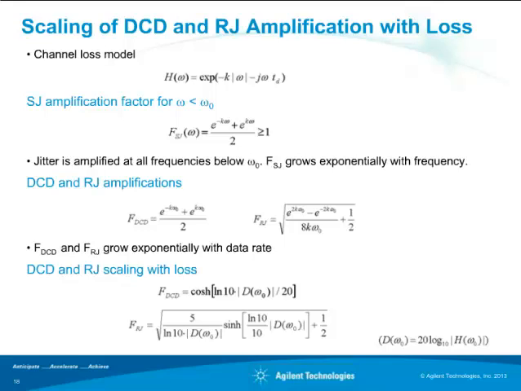We can use the loss model in DCD and RJ to get the factors shown in the middle of this slide. And again, the DCD and RJ amplification grows exponentially with data rate. We can go one step further to rewrite the DCD and RJ formula in terms of channel loss at the fundamental frequency, and that gives us the scaling of amplification versus the loss measured at omega 0, as shown at the bottom of this slide.